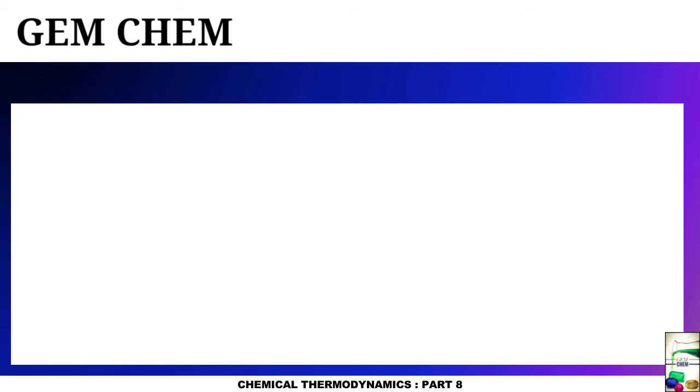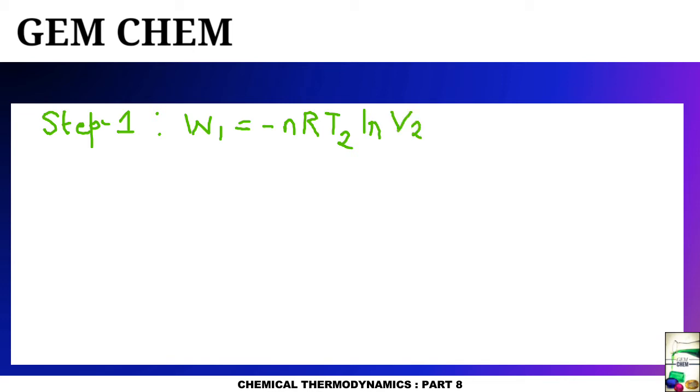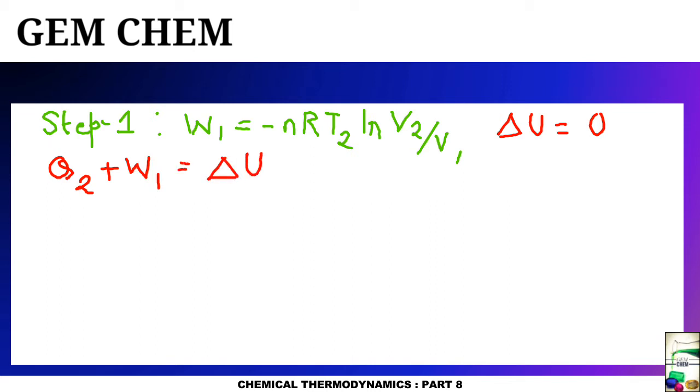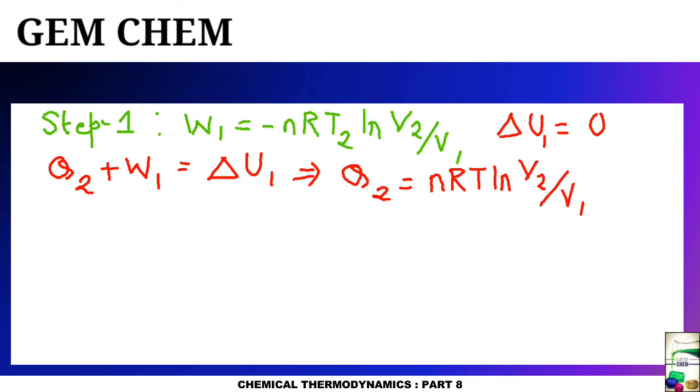Now we will see the work involved in each step. We will first do step 1. In step 1, since it is an isothermal reversible expansion, W1 is minus nRT2 ln of final volume by initial volume, since we are going from V1 to V2. And since it is an isothermal process, our internal energy change is 0. Q2 plus W1 gives us delta U1, so in this case Q2 comes as nRT2 ln V2 by V1, and this is the heat absorbed, right?